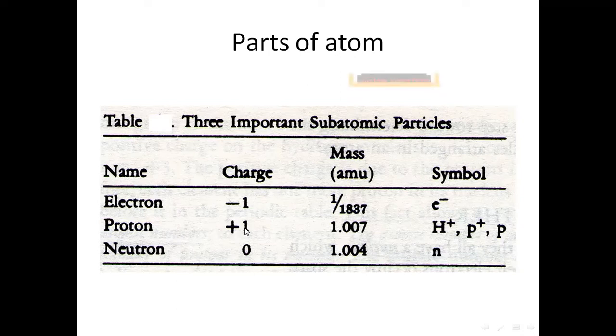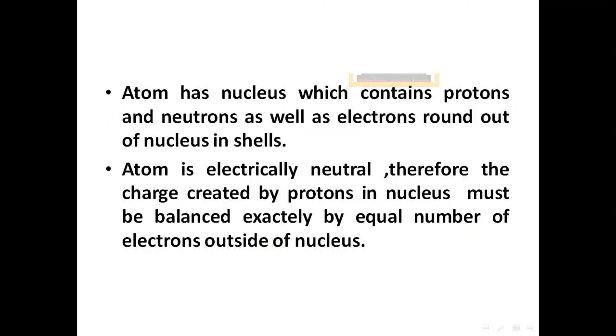The proton has a charge of plus one, with symbol P, positive. The neutron has charge 0, with symbol N. Atoms have a nucleus which contains protons and neutrons.